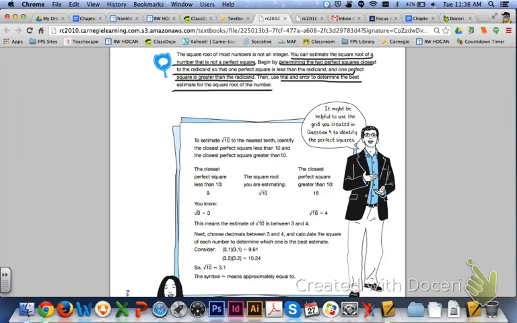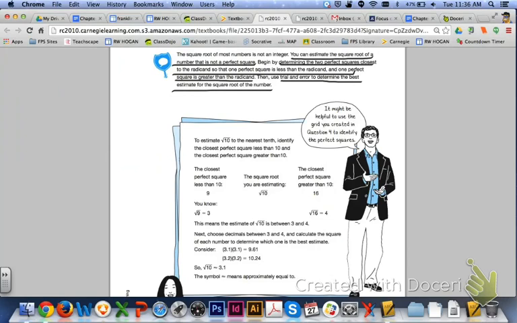Let's take a look at the top of page 477 and talk about estimating with square roots. It says that the square root of most numbers is not an integer. You can estimate the square root of a number that is not a perfect square. Begin by determining the two perfect squares closest to the radicand so that one perfect square is less than the radicand and one perfect square is greater than the radicand. Then use trial and error to determine the best estimate for the square root of the number.